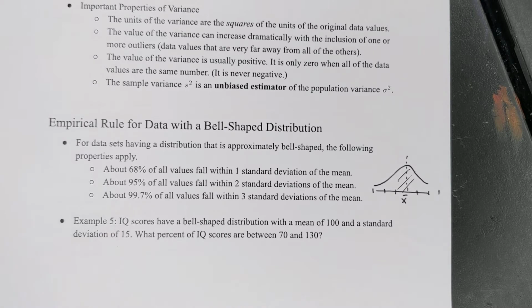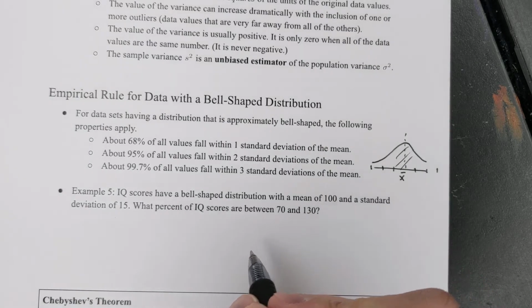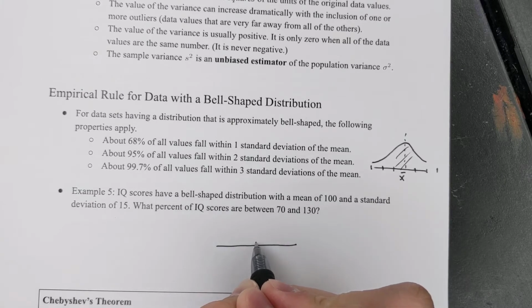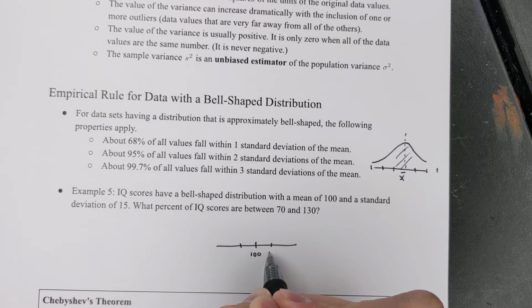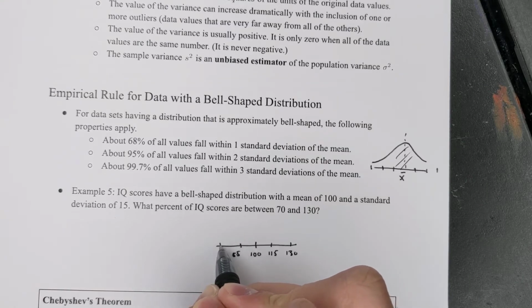So here we have example 5. IQ scores have a bell-shaped distribution with a mean of 100 and a standard deviation of 15. What percent of IQ scores are between 70 and 130? I'm not going to draw my curve. My average goes in the center, and you count by standard deviations. Going up would be 115, going up again would be 130, going down would be 85, and going down again would be 70.